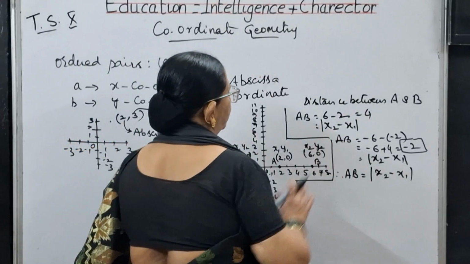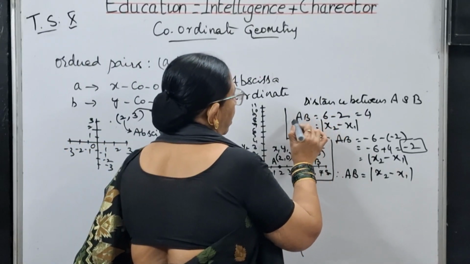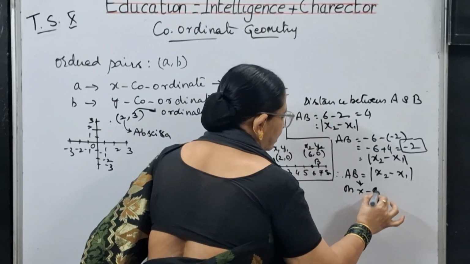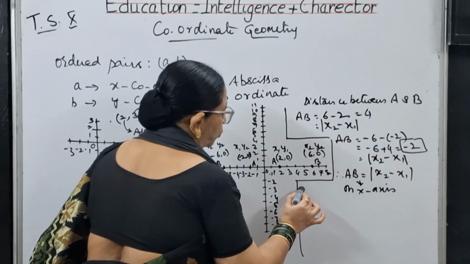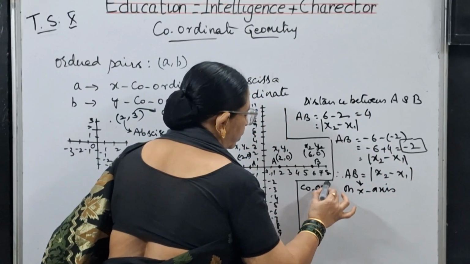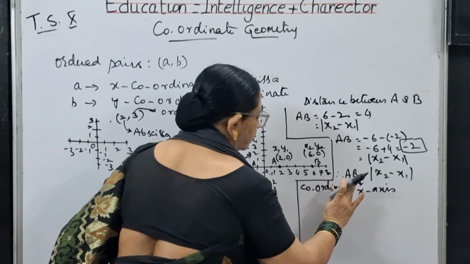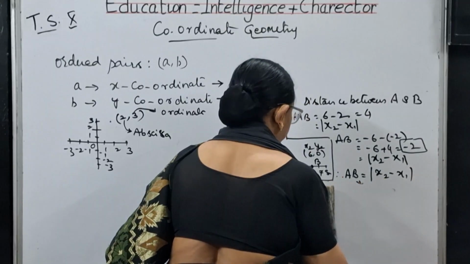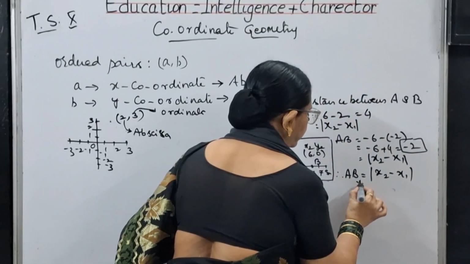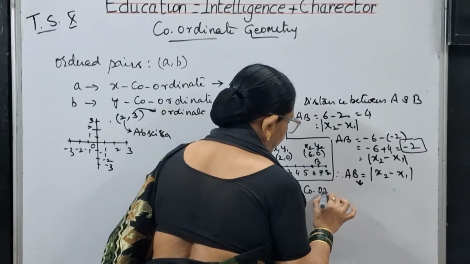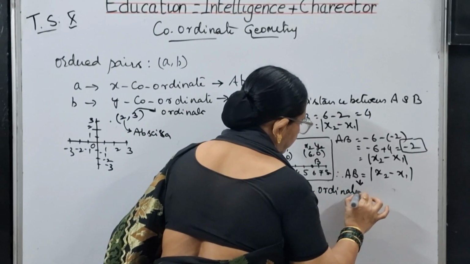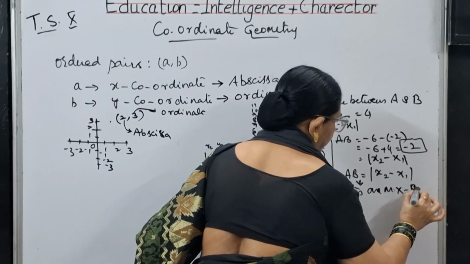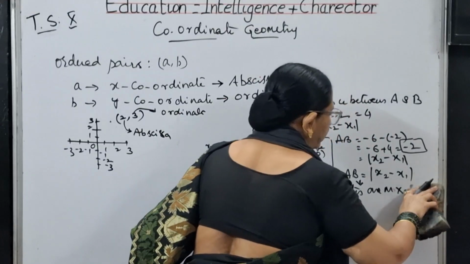Similarly, this is the distance between A and B. I will write it here: on x-axis. So, this is the formula on x-axis. What is on x-axis? Coordinates. Coordinates on x-axis. So, this is the formula that we use when coordinates are on x-axis.